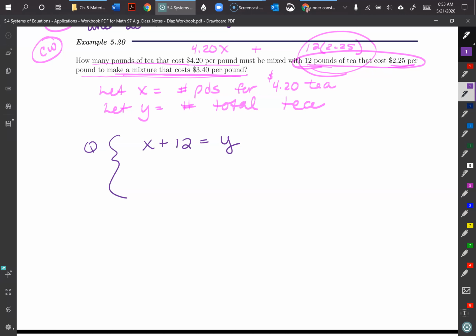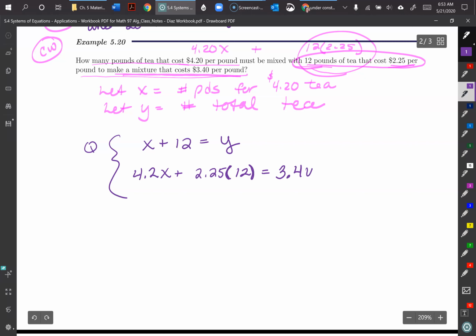And then our value equation is 4.2x plus 12 times 2.25, actually, I'll make it match, 2.25, so that's my cost of that tea. I have 12 pounds of it. Okay, and then that equals 3.4y, times my total. So this is my value. So now all I have to do is solve.